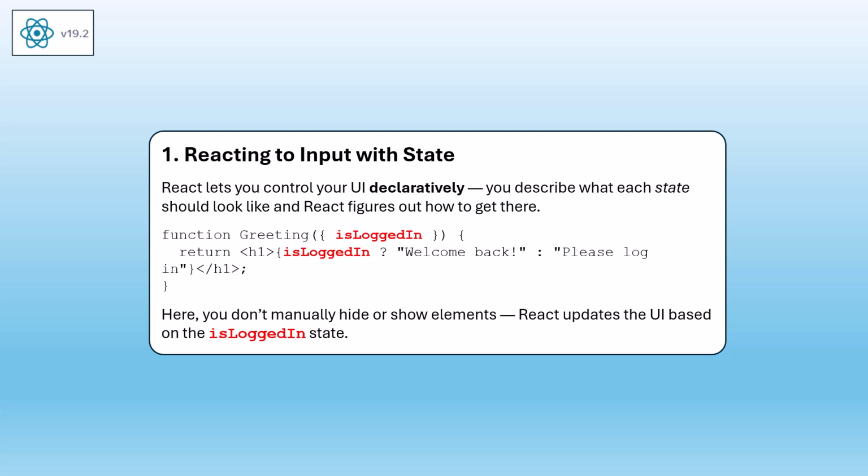Instead of directly changing individual parts of the user interface, you describe the possible states your component can be in, and React handles the transitions between them when the user interacts with your app. This is a powerful shift, because it mirrors the way designers think. They imagine screens in terms of states, not in terms of individual commands.